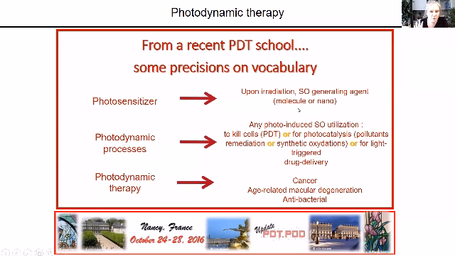So this is the photosensitizer. And then we have this singlet oxygen which is generated, and this is then a photodynamic application, a photodynamic process. And any photo-induced utilization of singlet oxygen is something which is photodynamic. And you can use the singlet oxygen to kill some cells. So this is going to be photodynamic therapy.